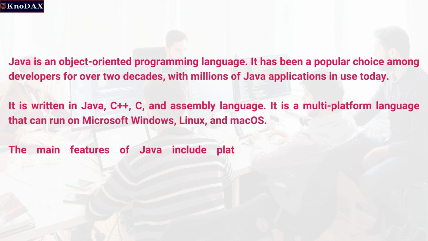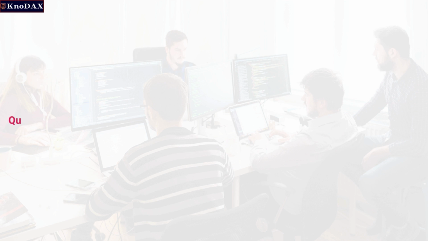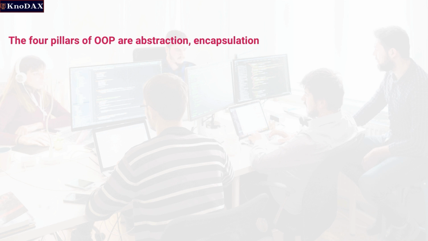The main features of Java include platform independence, object-oriented programming, automatic memory management, multi-threading, and exception handling. What are the 4 pillars of OOP? The 4 pillars of OOP are abstraction, encapsulation, inheritance, and polymorphism.